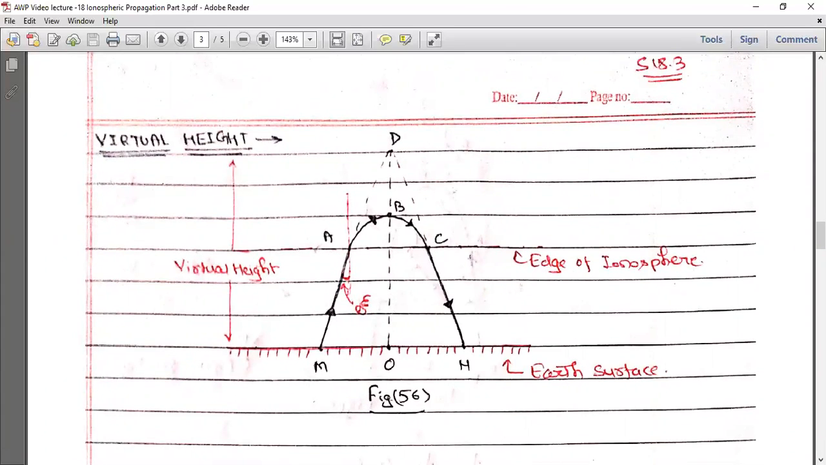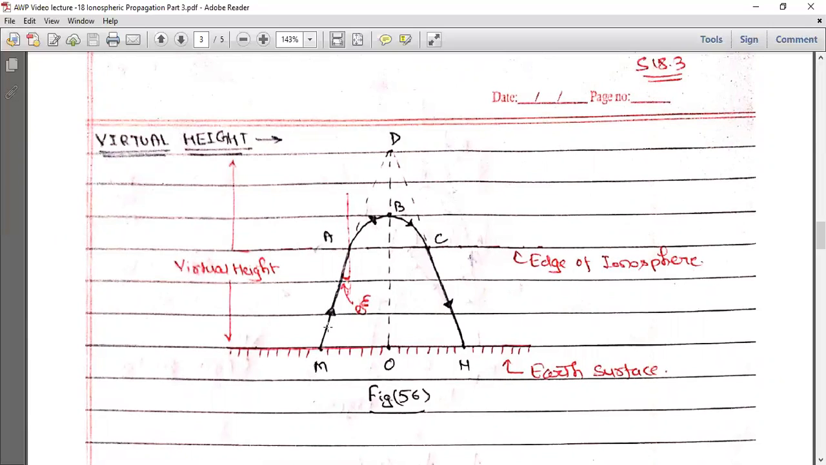Assume that this is the Earth's surface, in this particular figure 56. And this is the edge of the ionosphere, the lower edge of the ionosphere. Below this particular edge, we have no free charges. And above this edge, there is the ionosphere extending up to several thousands of kilometers.